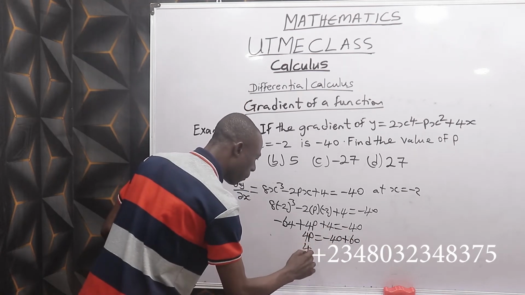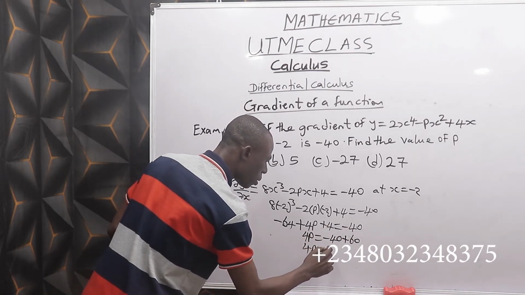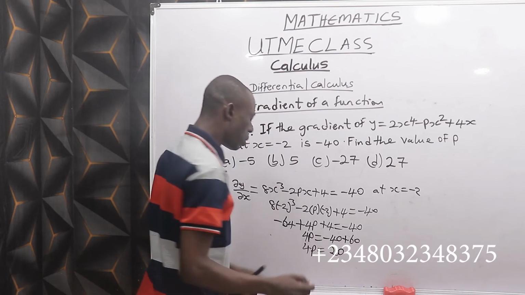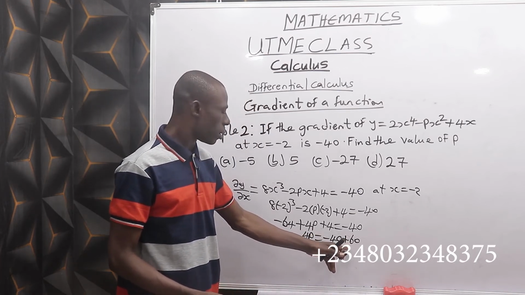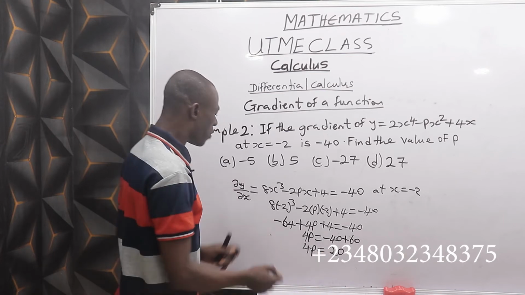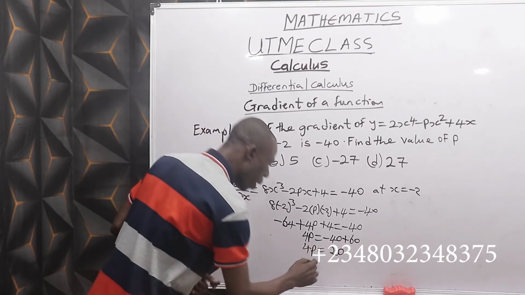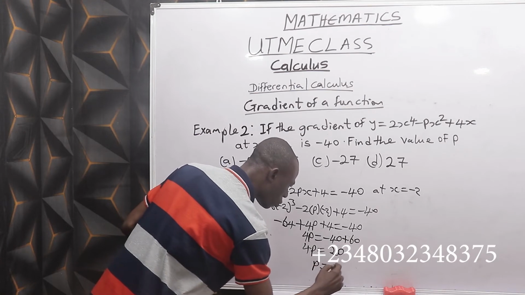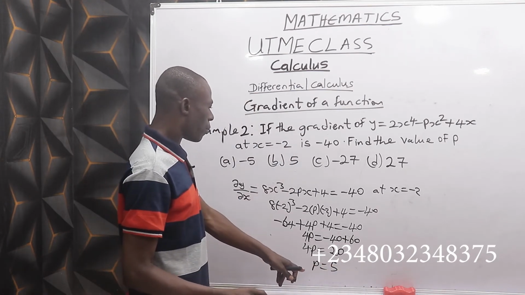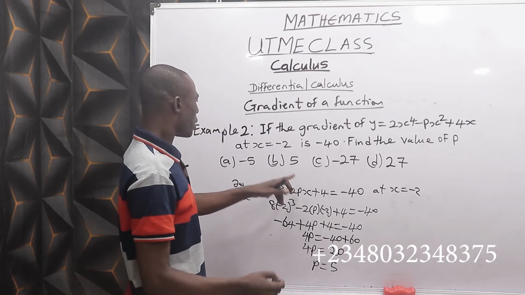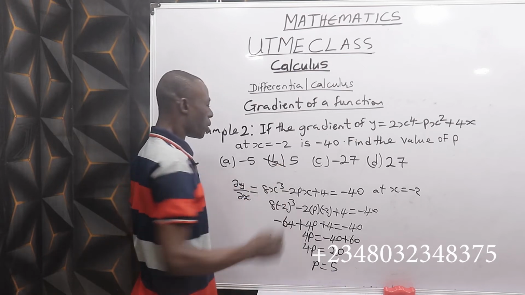So we have 4p equals positive 20, because negative 40 plus 60 gives positive 20. Dividing both sides by 4, p is equal to 5. So the final answer is option B.